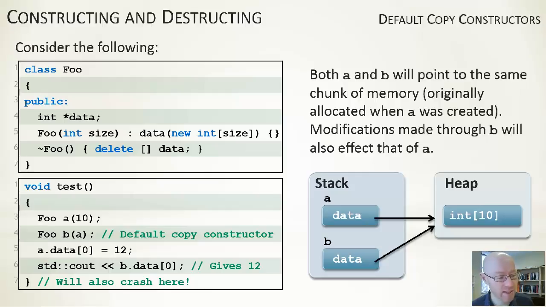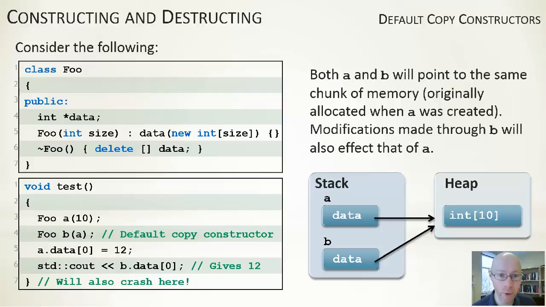And at line 7, it'll crash. So we'll have a look at why we have these behaviors. Look at the diagram over on the right-hand side. After we've, on line 4, run the default copy constructor, the outcome of it is that the data pointer from both a and b will point to the same region in memory.